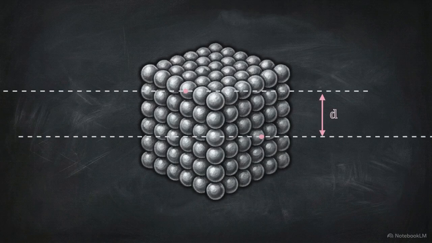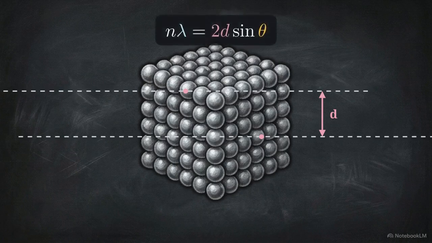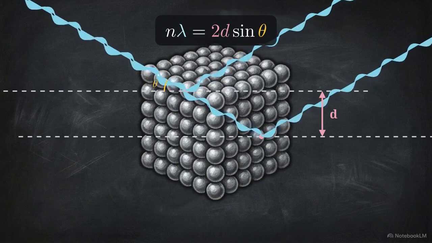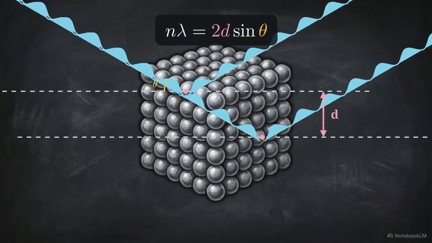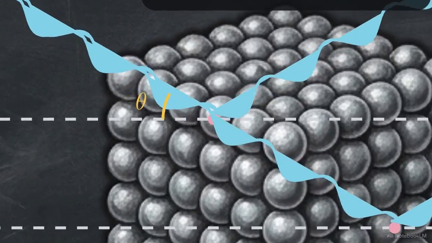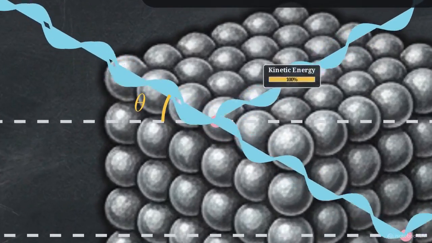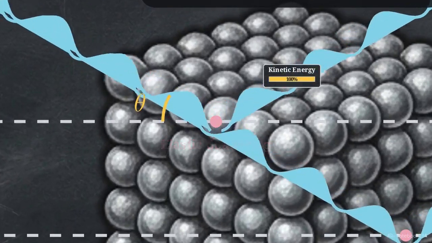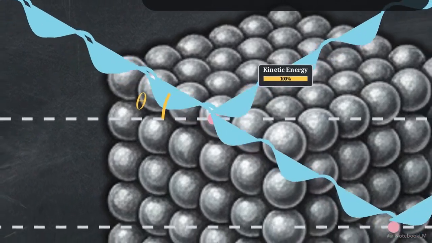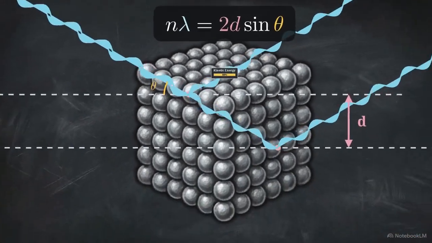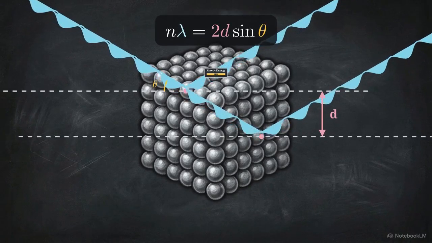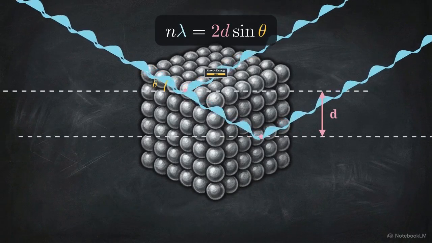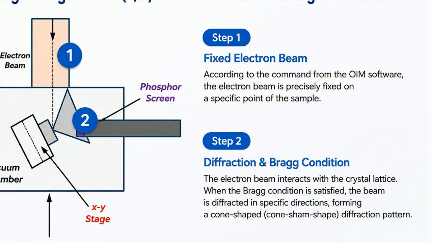The physical response of these electrons is dictated by the Bragg condition. Because the electrons behave as waves, they will scatter at very specific angles determined by the exact spacing between the atomic planes. When this spacing and the incidence angle satisfy the Bragg equation, the electrons undergo elastic scattering, meaning they bounce off the lattice planes without losing their kinetic energy. These elastically scattered electrons exit the crystal structure in precise paired geometric cones, known as Kossel cones.